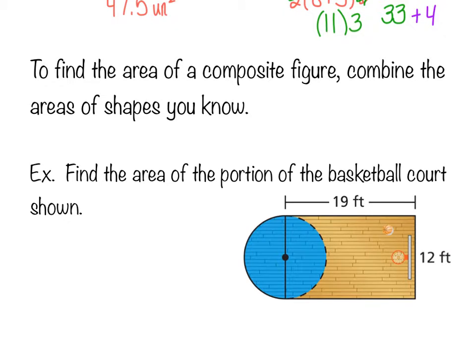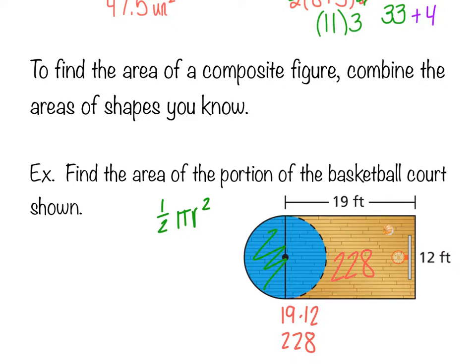The rectangle is 19 by 12. And 19 times 12 is 228. So that is the area of this rectangle here. And then we've got a semicircle. So for the semicircle, we know a full circle would be pi times the radius squared. So for a semicircle, we're just going to do half of that, right? We only have half a circle.